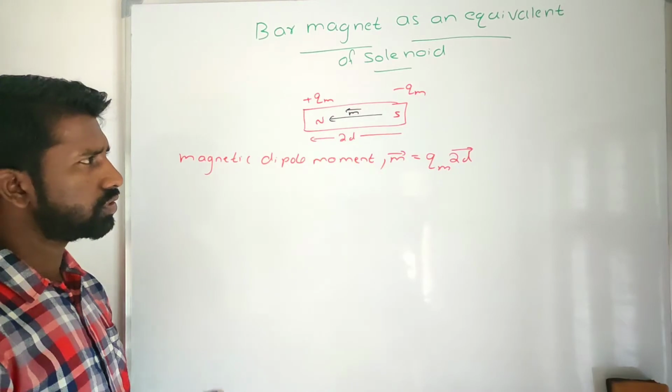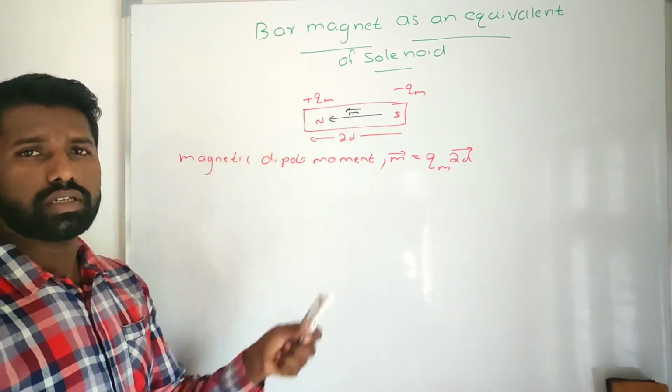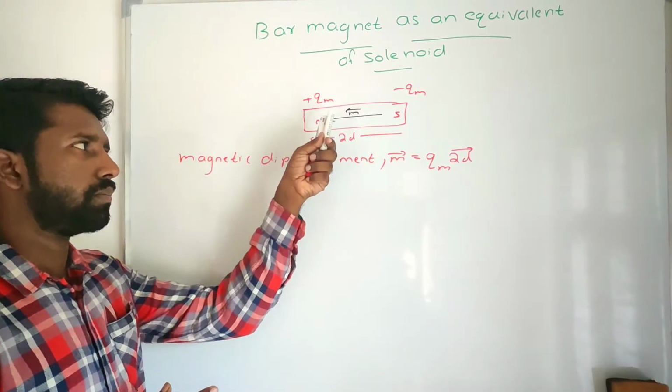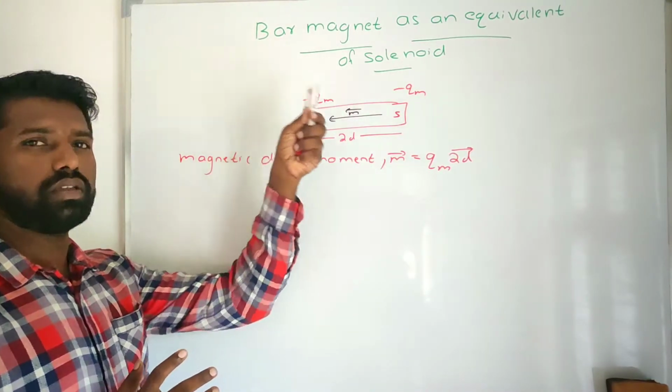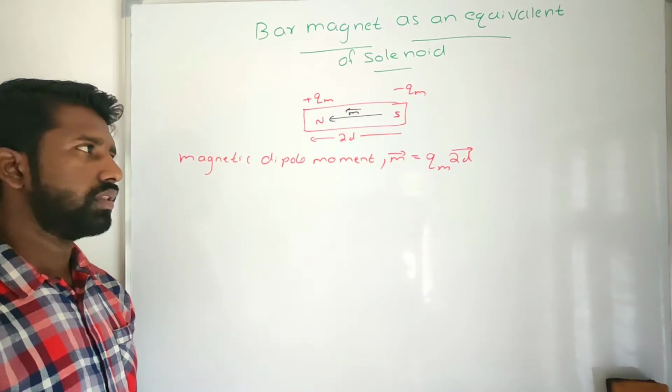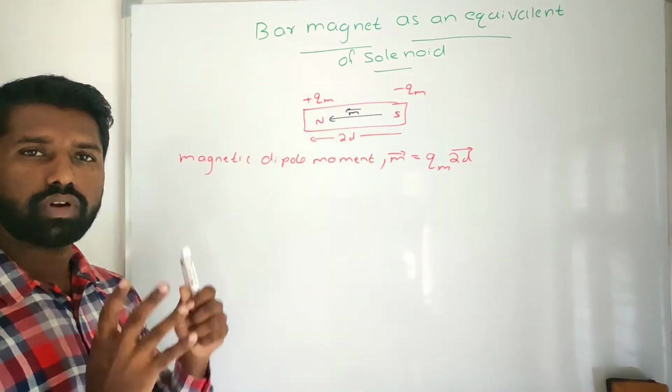So this term decides the strength of the bar magnet. What strength? The magnetic field produced by this bar magnet. Then next we will see what is a solenoid.